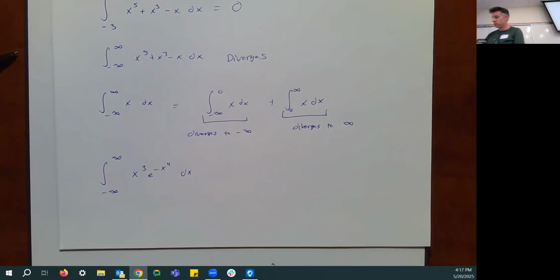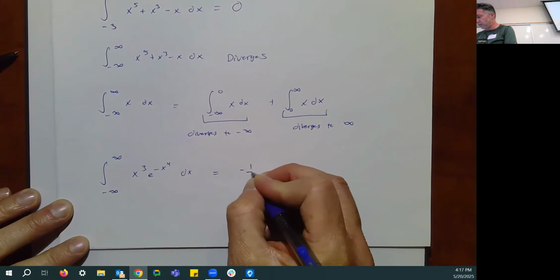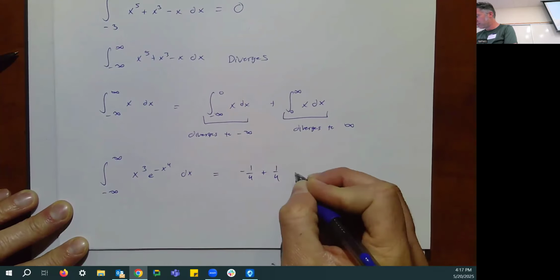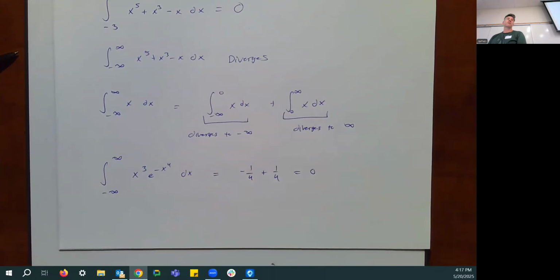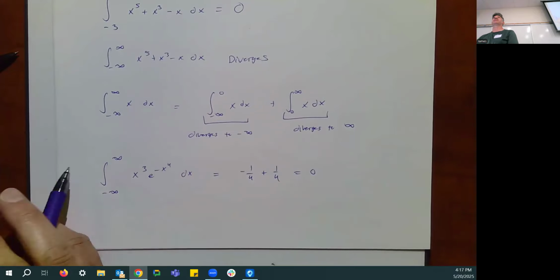You should do it on your own. It's going to equal negative 1/4 plus 1/4. So if a function's odd and it converges, then the integral from negative infinity to infinity will converge to 0. But sometimes it doesn't happen, which is always disappointing.